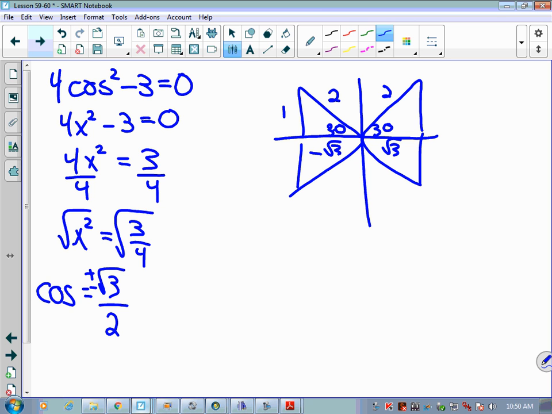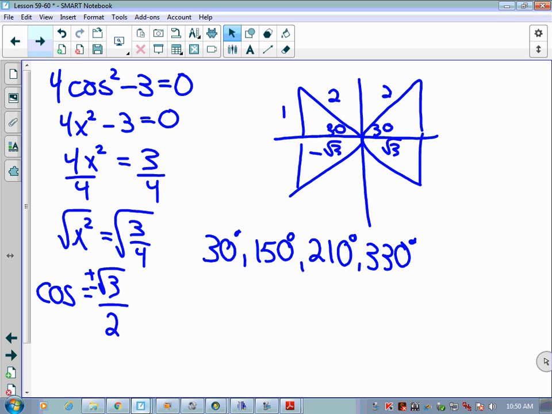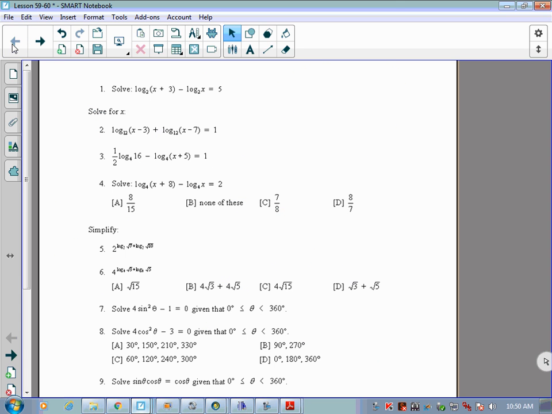So I'll write these up just for posterity's sake. 30, 150, 210, 330 degrees. And if you guys are looking at that page, does this want my answer in degrees or radians? Wants it in degrees, so we're going to leave it in degrees. So we end up getting A for an answer right there.